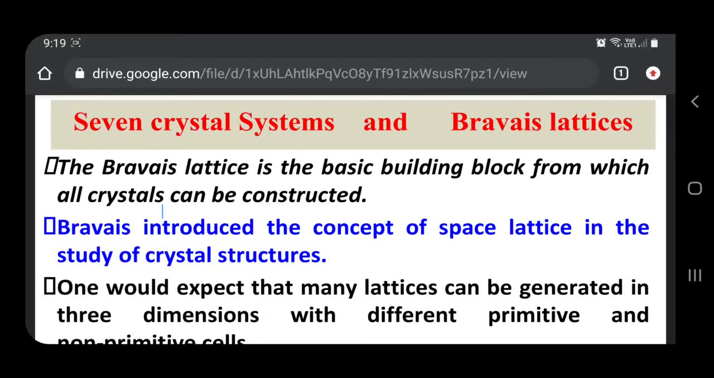As I mentioned, in 1848, Bravais showed that there are only 14 ways of arranging points in space so that the environment looks the same from each point in all 7 types of crystals, and they are known as Bravais lattices. In fact, the Bravais lattice is a basic building block from which all the crystals can be constructed. So he introduced the concept of a space lattice in the study of crystal structures.